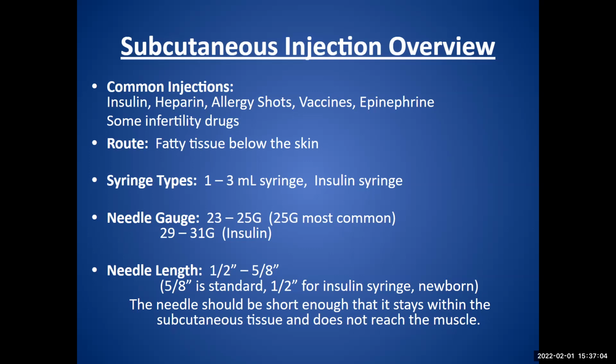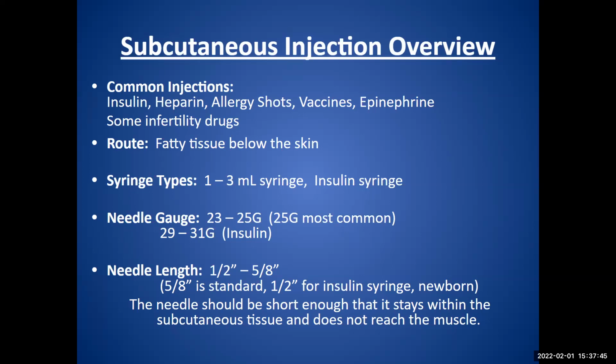The needle gauge most commonly is 25, but it could be 23 to 25, depending on the size of the patient. Insulin syringes are much smaller, typically 29 to 31 gauge. Remember that with those big numbers, 31 is really, really small, and the 23 gauge is bigger. Standard length for a sub-Q injection needle is 5/8 of an inch. Insulin syringes are shorter, 1/2 an inch, and for newborns we use smaller needles as well.